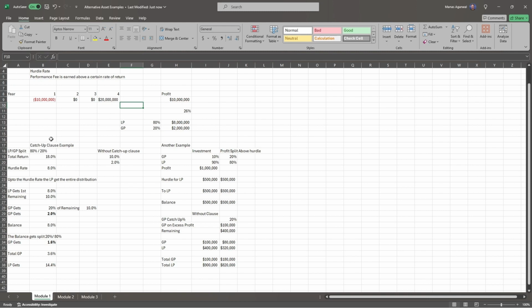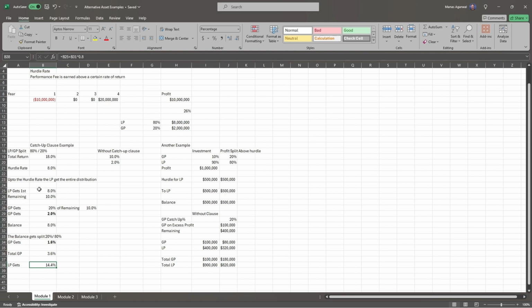Great. So let's take an example of a catch-up clause. Let's say the total return of a project is 18% and there is also a hurdle rate of 8%. In case of the hurdle rate, what happens is up to the hurdle rate, the LP will get the entire distribution in this example. So the LP gets the first 8%. What do we have left? That is 18 minus 8, 10%. Now if we have a catch-up clause, the GP will get 20% of the remaining 10% first. So 20% of the remaining 10%, that's 2%. What is the balance? The balance is 10 minus 2, that is 8. Now the balance gets split, 20 and 80. So the GP gets 1.6, that is 8 into 20%, and the total the GP gets is 1.6 plus 2, that is 3.6, and the LP gets 14.4.